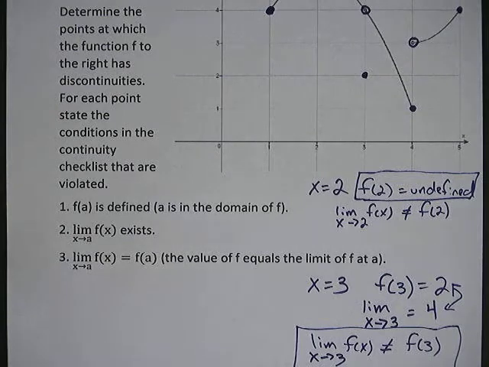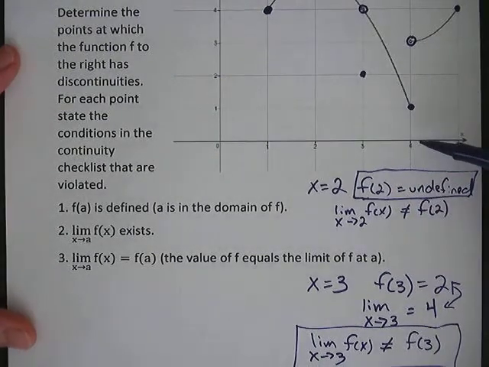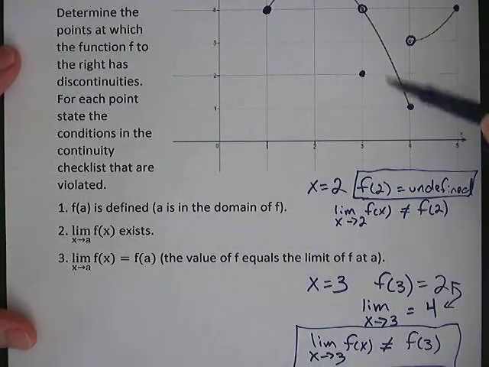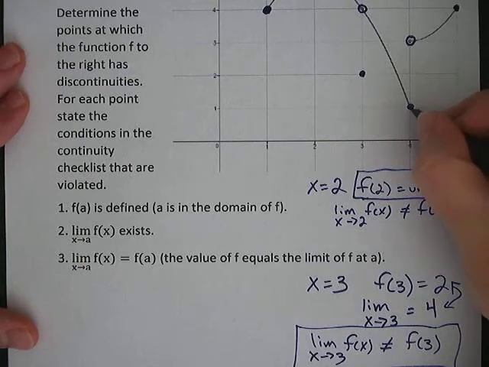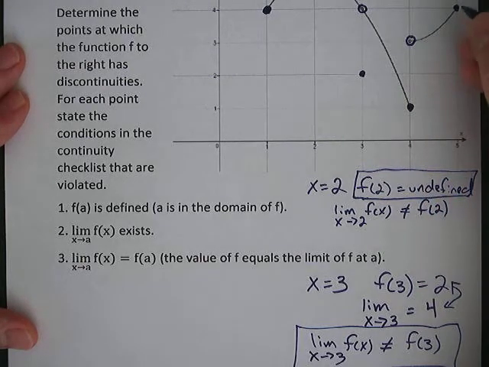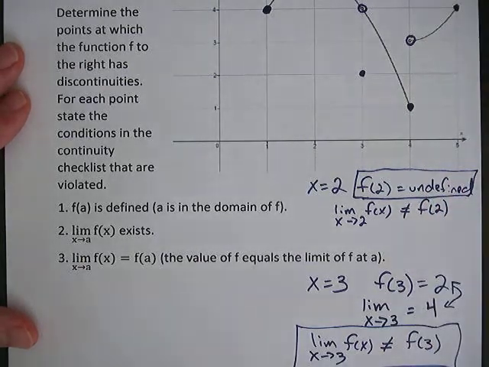Okay, let's keep going. x equals 4. It looks like we have a break in the graph here. It's heading along here, and then it's got a value here. That's a solid point, and then it pops up here and keeps going. So it looks like that's probably a discontinuity.